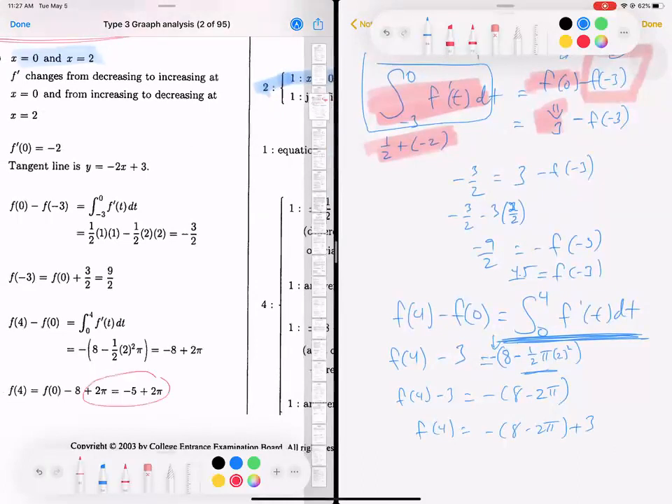On the left, they distribute it, but you don't have to do that. What if you mess up?